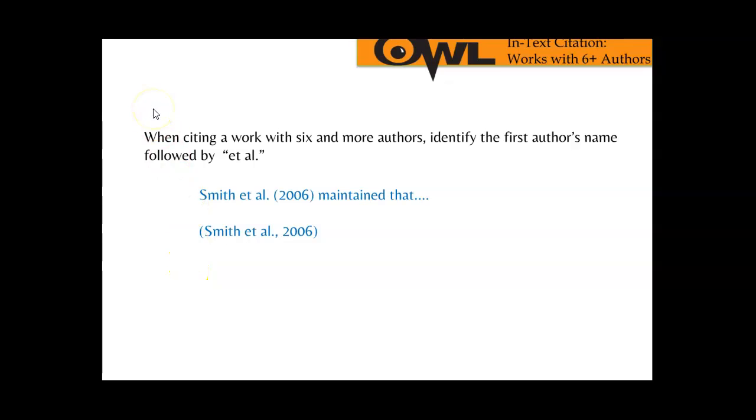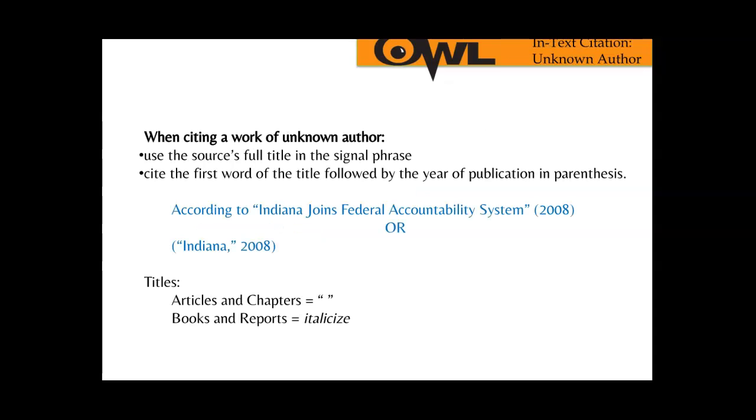If you are citing work with 6 or more authors, then the first time that you use that resource, you will use et al. You do not have to write out all the authors' last names if there are 6 or more at any point during your writing. So this, I don't think that you are going to be using a whole lot.